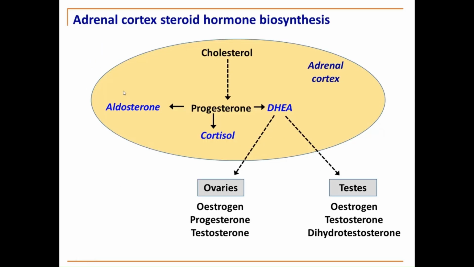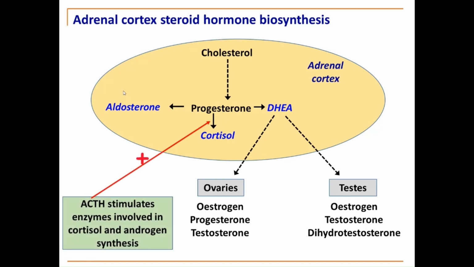Okay, so back to this same slide again. We've seen this a few times now, and what we're going to focus on is aldosterone. And as we've talked about, ACTH stimulates enzymes involved in cortisol and androgen synthesis. And now we're going to talk about aldosterone. ACTH only has a very minor role in regulating aldosterone production because it doesn't appear to stimulate the enzymes that are unique in the aldosterone pathway.